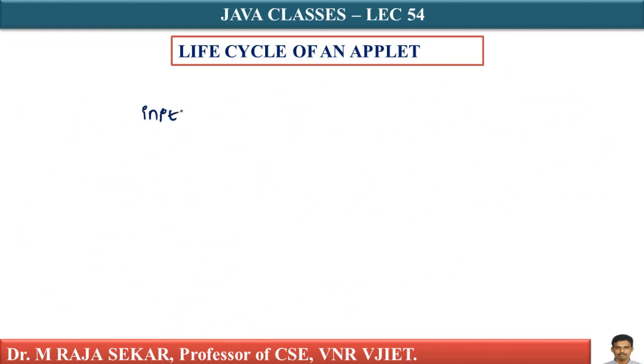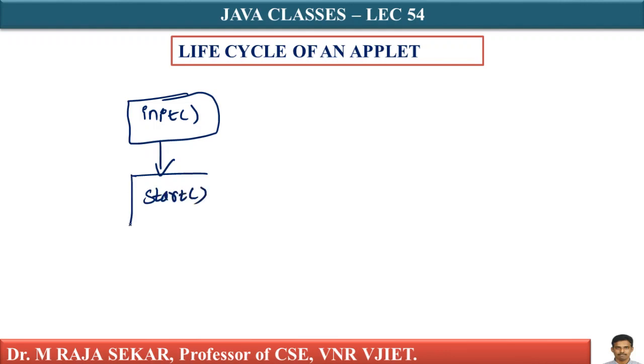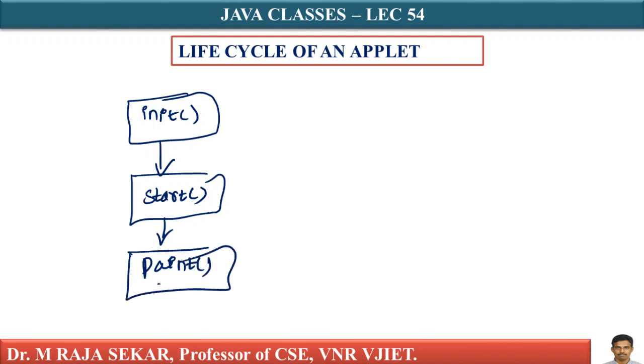Let me assume this is my init method. This is first. Next I must go to start. This is the start method. Next, the paint method. From paint I can write the stop method. From stop I can go to the destroy method. Let me say this is the destroy method.